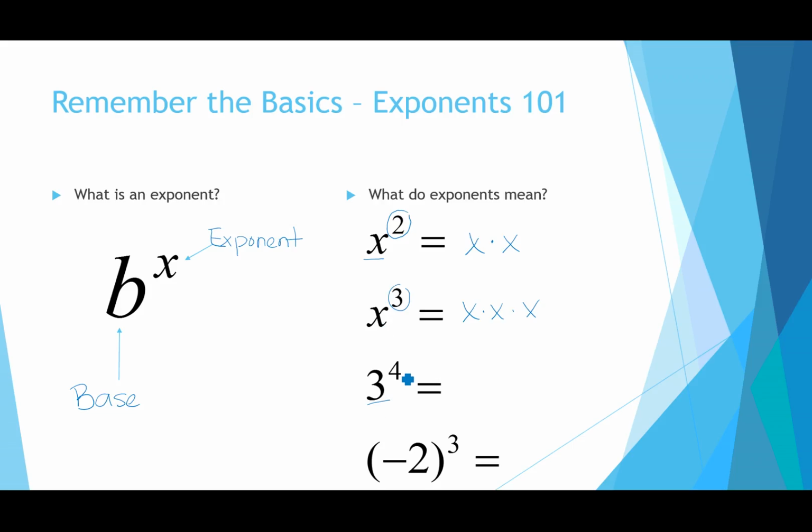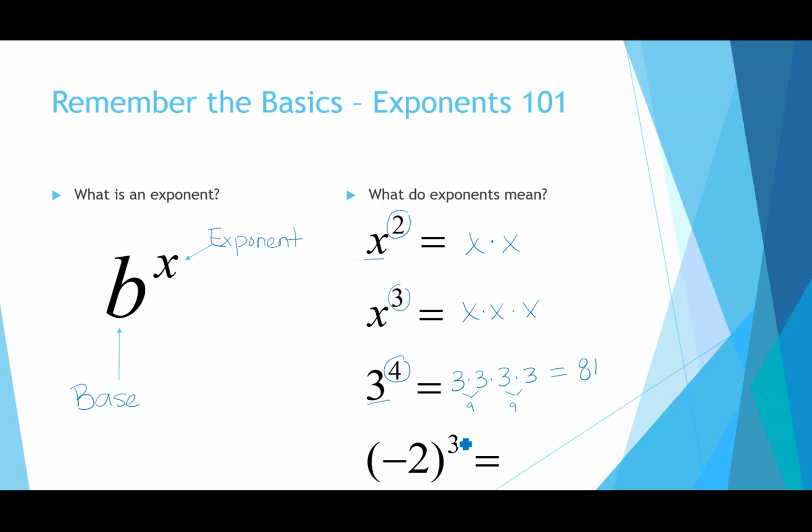3 to the fourth power means we're going to multiply 3 by itself 4 times. So 3 times 3 times 3 times 3. We could do some multiplying here and figure out what that is. Think 3 times 3 is 9. 3 times 3 is 9, so 9 times 9 would be 81. 3 to the fourth power is 81.